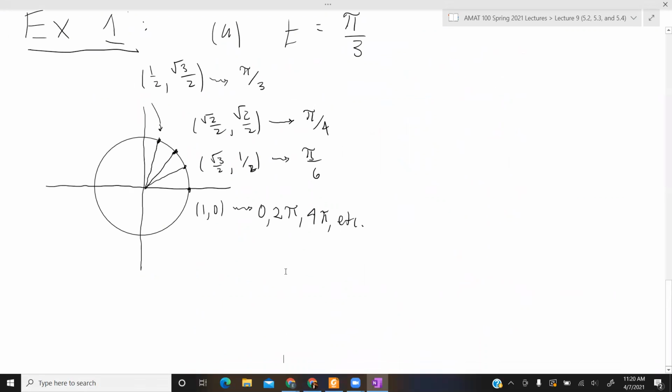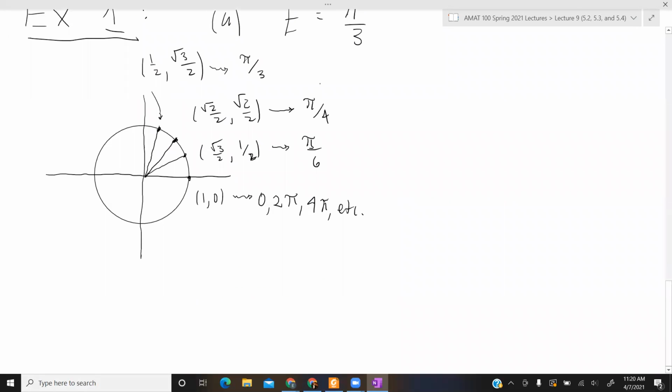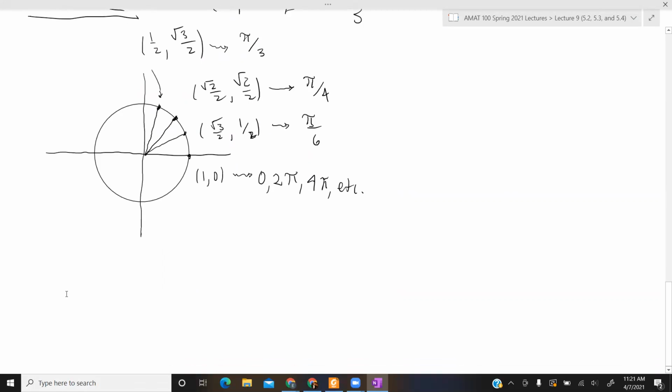So we're interested in pi over 3. We want to calculate the trig functions. We want to know sine of pi over 3, cosine, and I'm just going to go through the three basic ones, and I'll leave it to you to figure out the other ones. I'm just going to do sine, cosine, and tangent.